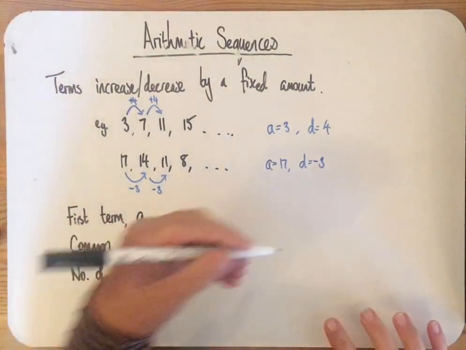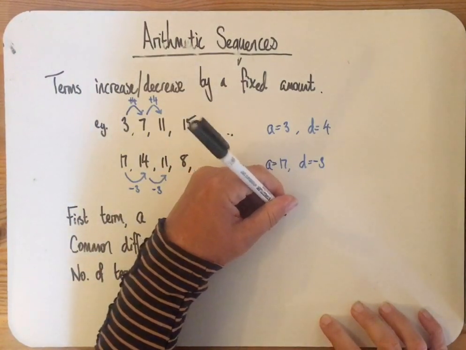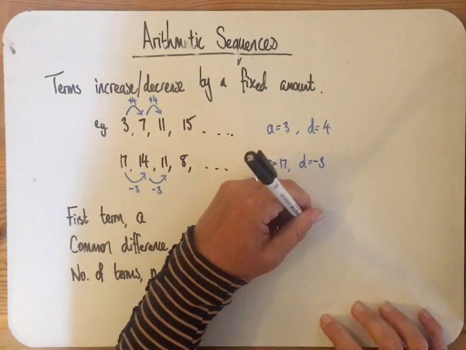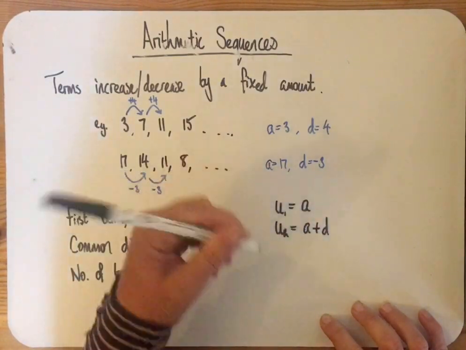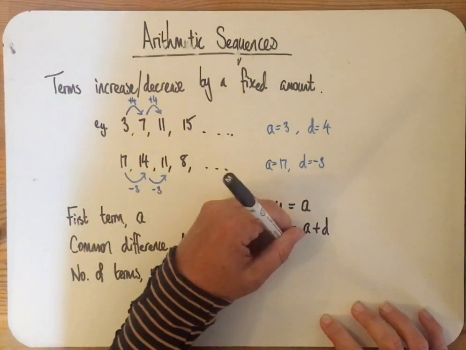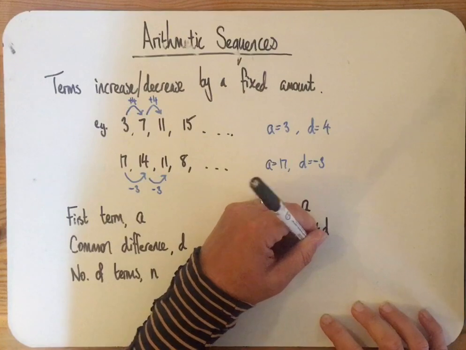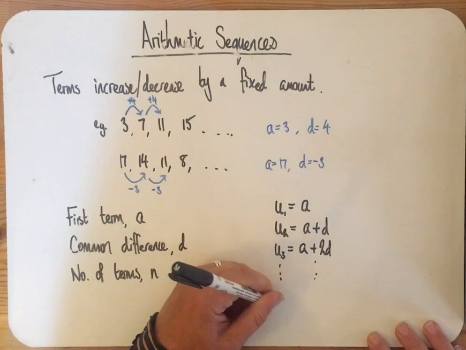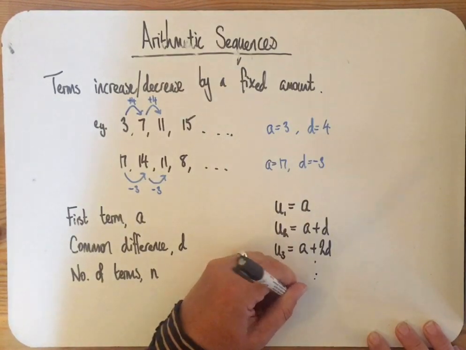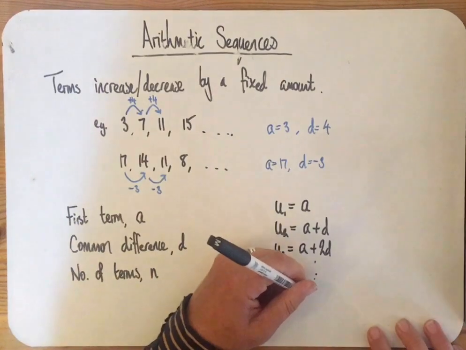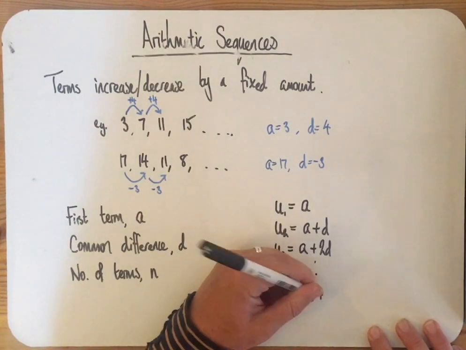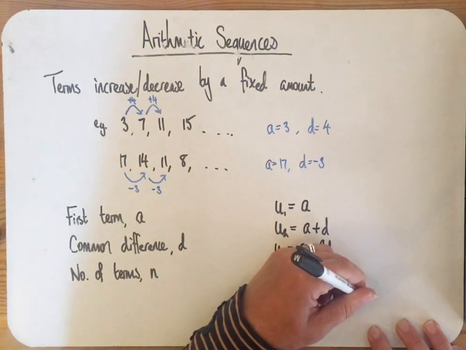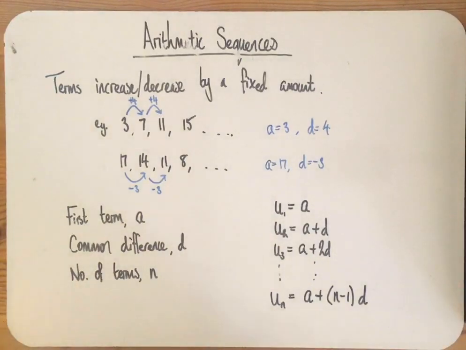And so the first term is equal to A. The second term is equal to A plus the common difference. The third term, we add the common difference on again, so you get A plus 2D. And so the nth term of an arithmetic sequence is given by A plus n minus 1 D. So you need to know that.